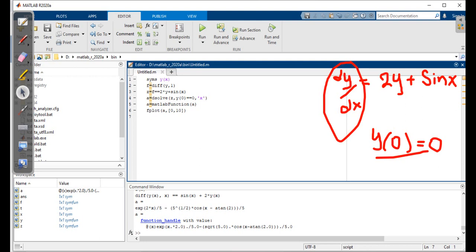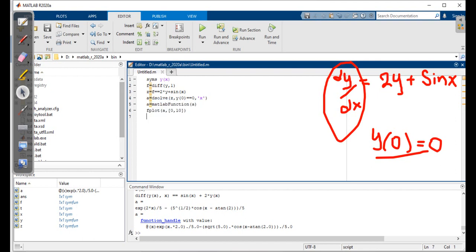But first, let's revise this. How did we do it? First of all, we used the symbolic toolbox: y, independent variable with dependent variable, and then yf is equal to the derivative of y with respect to x. Don't confuse yourself, just focus on it. And then z is equal to f, this equation, which we did before. And this is a differential equation. Then matlabFunction, and then plot.